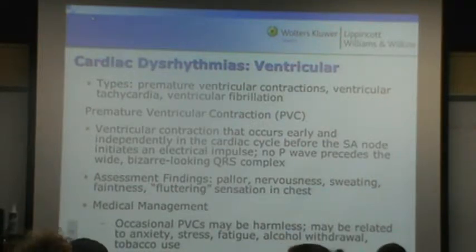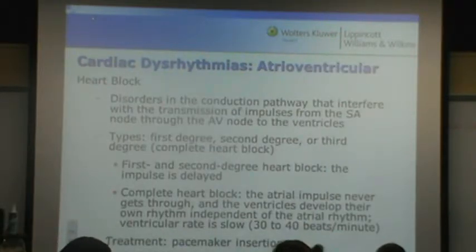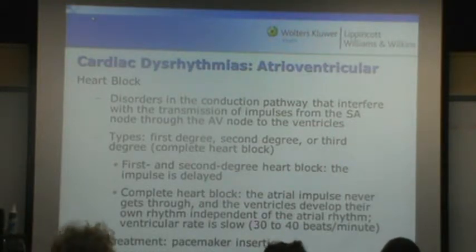And if you notice, it doesn't go into that whole lot, okay? But we do have, like I said, different types, first, second, and third degree. And there are actually two different types of second degree.